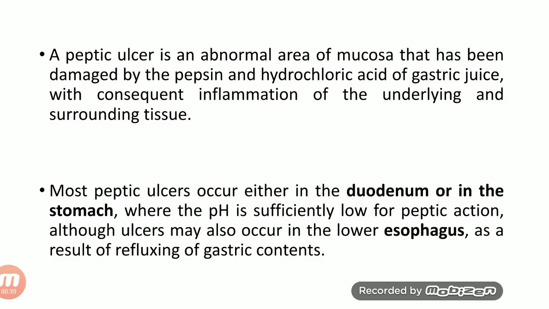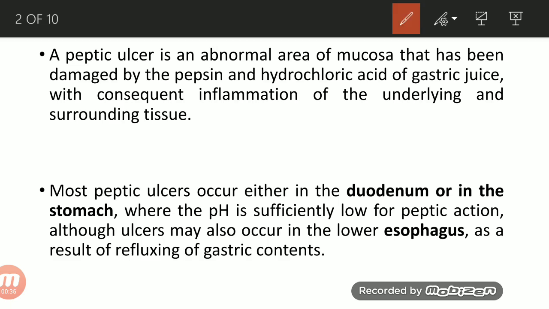Peptic ulcer is an abnormal area of your mucosa that has been damaged, and this damage occurs due to the pepsin being released and the hydrochloric acid of your gastric juice. Along with the peptic ulcer occurring, there is going to be consequent inflammation because there is damage, so inflammation is going to take place in the surrounding and underlying tissues of your mucosa as well.